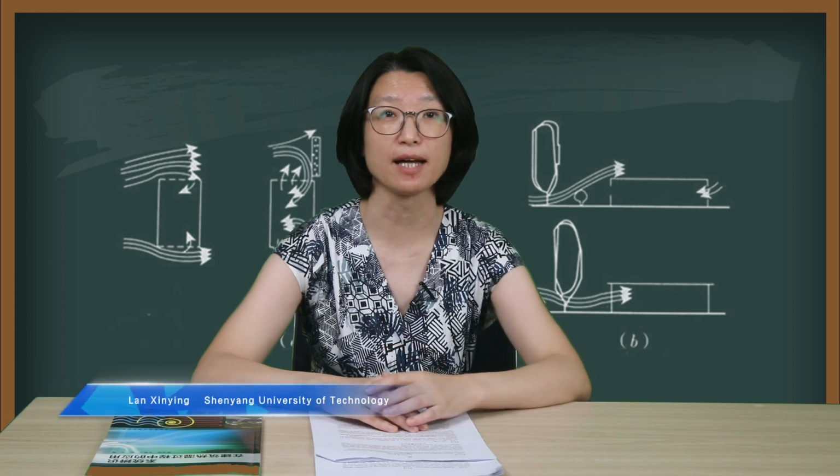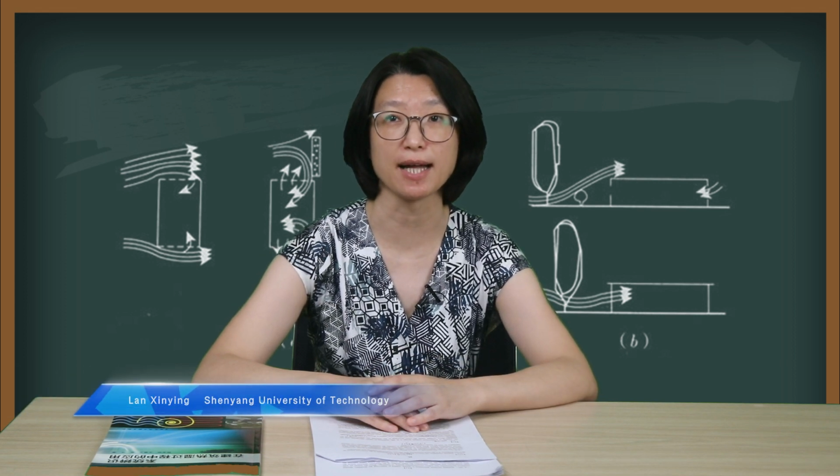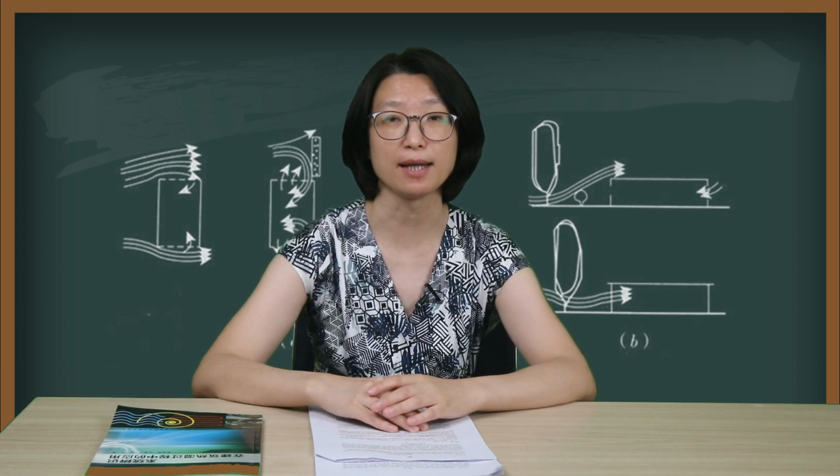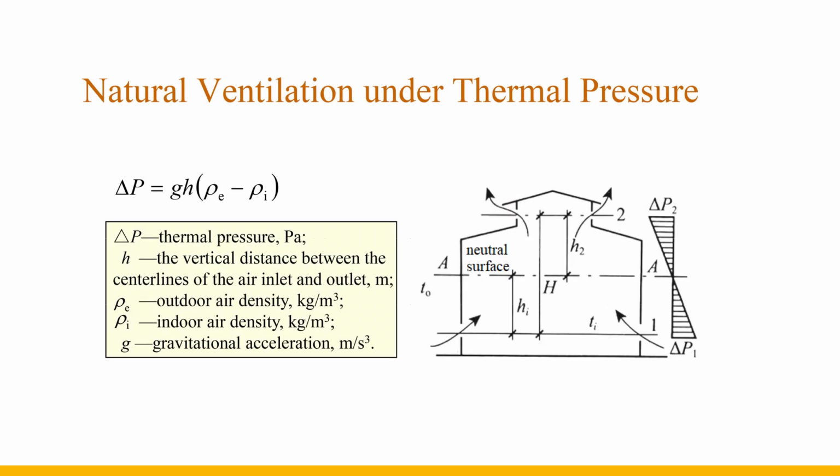Natural ventilation can remove the residual heat and humidity in the room and ensure airflow and freshness. It is the most economical and effective method for building heat protection. The power of natural ventilation includes thermal pressure and wind pressure.